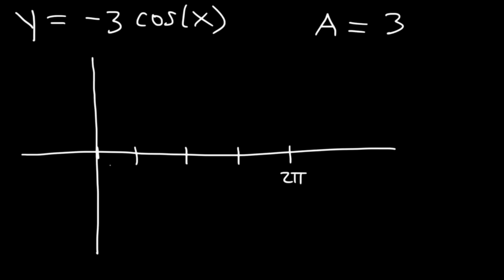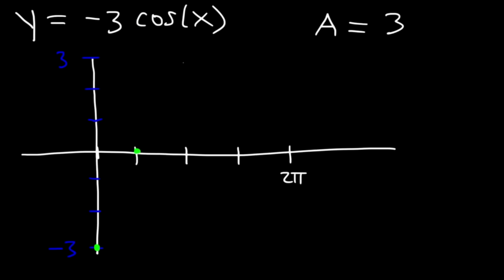Now the amplitude is 3, so we need to vary the cosine graph from -3 to 3. So cosine typically starts at the top, but we have negative cosine, so it's going to start from the bottom. And then it's going to go to the middle, to the top, back to the middle, and then back to the bottom. So that's how we can graph one cycle of -3 cosine x. Now keep in mind, this graph can keep on going forever in both directions.